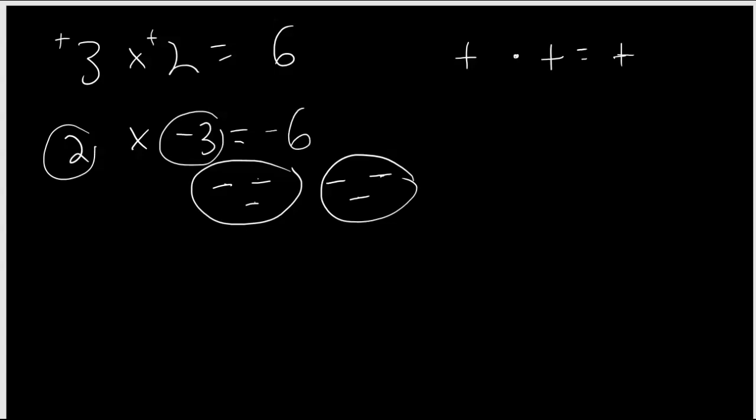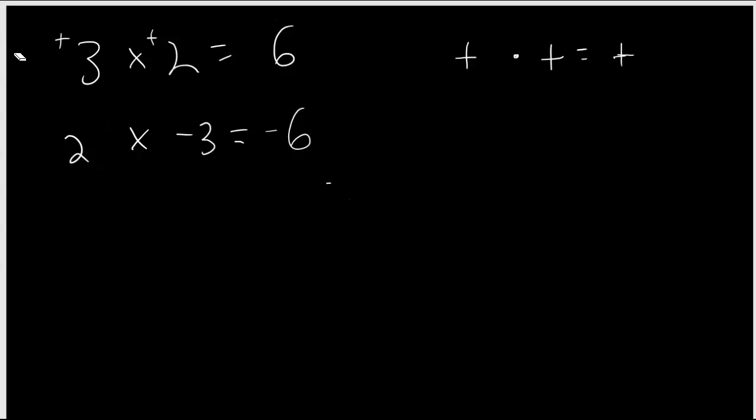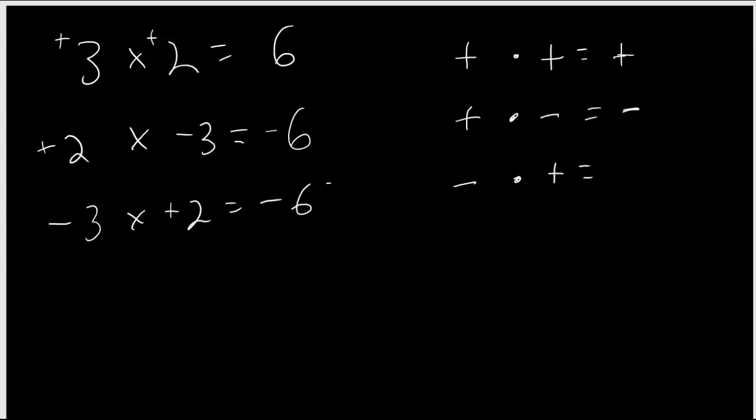You can also look at it this way. Two groups of negative three would be negative 3 plus negative 3, which equals negative 6. Okay, so we got that one down. So positive 2 times a negative equals a negative. And if we switch the order, negative 3 times a positive 2, we still get negative 6. So a negative times a positive is also a negative.